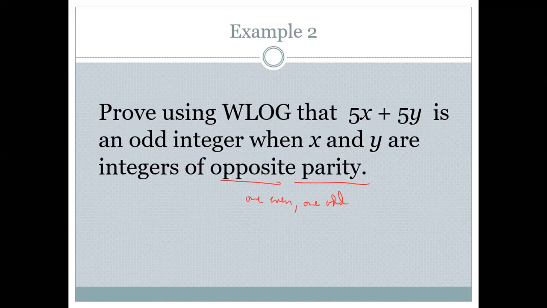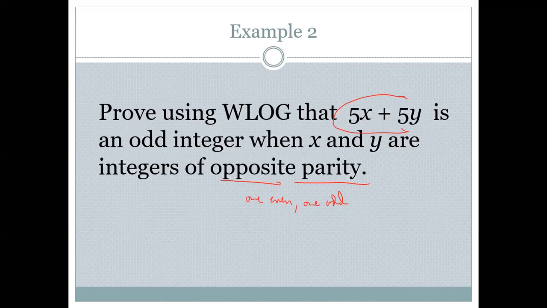Now, a silly way to do it would be cases. You would say, okay, x is even and y is odd, and then case 2 would be x is odd and y is even. But look at the symmetry here. Do you see that it says 5x plus 5y? Does it really matter which one is even and which one's odd? No, the proof will be exactly the same.